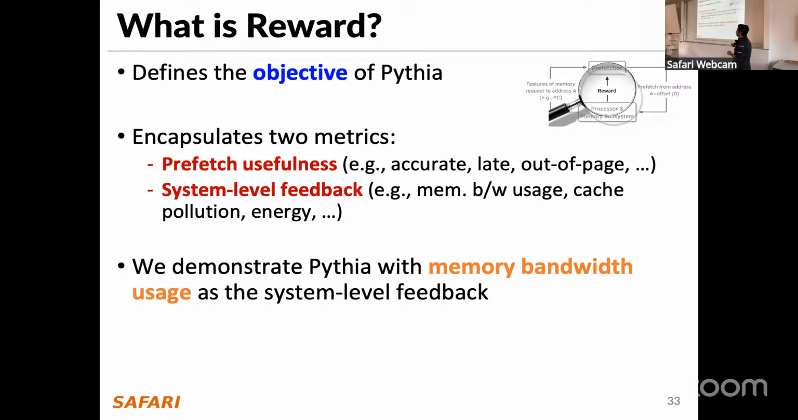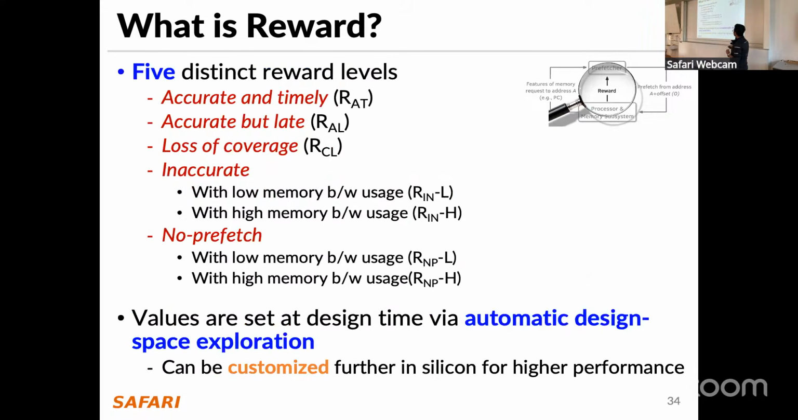Now, the third part, which is the most critical part of Pythia, is the reward. Reward is essentially what defines the objective of this prefetcher, what exactly it should do. In this case, we are encapsulating two metrics, prefetch usefulness as well as system level feedback. These are the reward levels that we have defined: accurate and timely, accurate but late, loss of coverage, inaccurate, and no prefetch. Some of these rewards have further subcategories based on what the bandwidth consumption is.